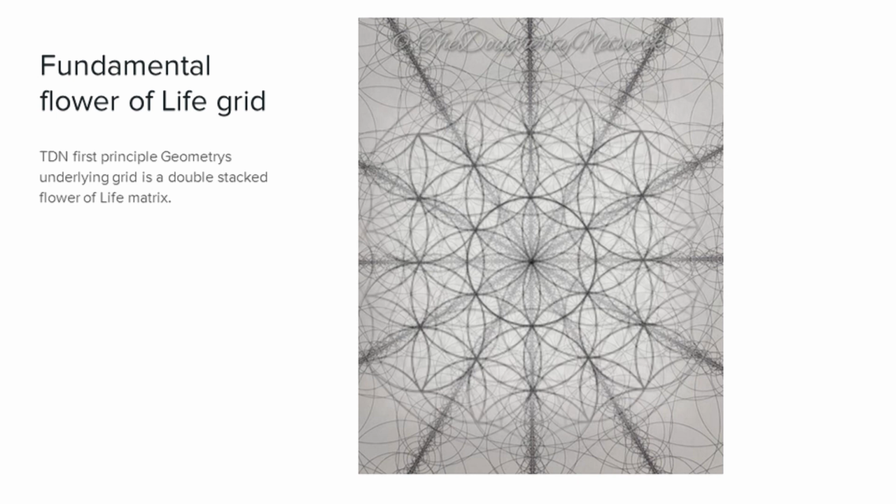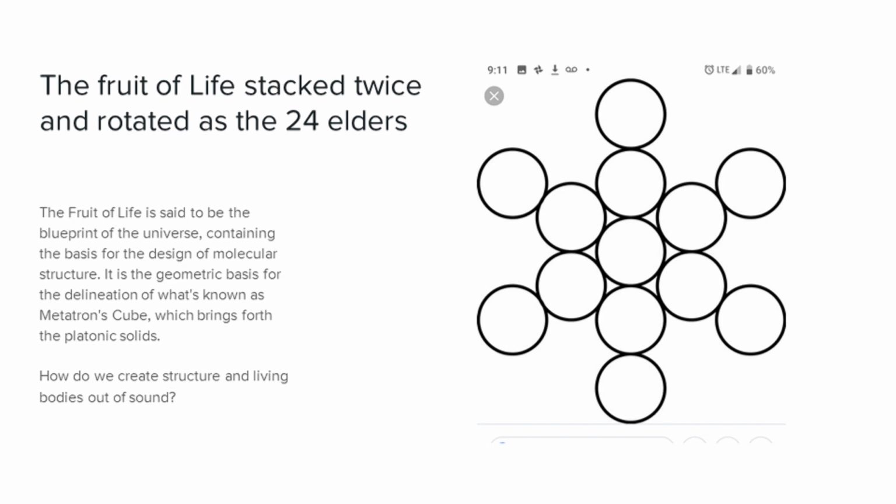Fundamental flower of life grid. Of course it has to be in there. The Dougherty network first principle geometries underlying the grid is a double stacked flower of life matrix. The flower of life stacked twice and rotated, as the 24 elders that are depicted or talked about inside of the New Jerusalem, is very interesting. When you start looking at the dynamics of it, it can teach you quite a bit. It has taught me a lot. The fruit of life is said to be the blueprint of the universe containing the basis for design of molecular structure. It is the geometric basis for the definition of what is known as the Metatron's cube, which brings forth the Platonic solids. How do we create structure in living bodies out of sound?